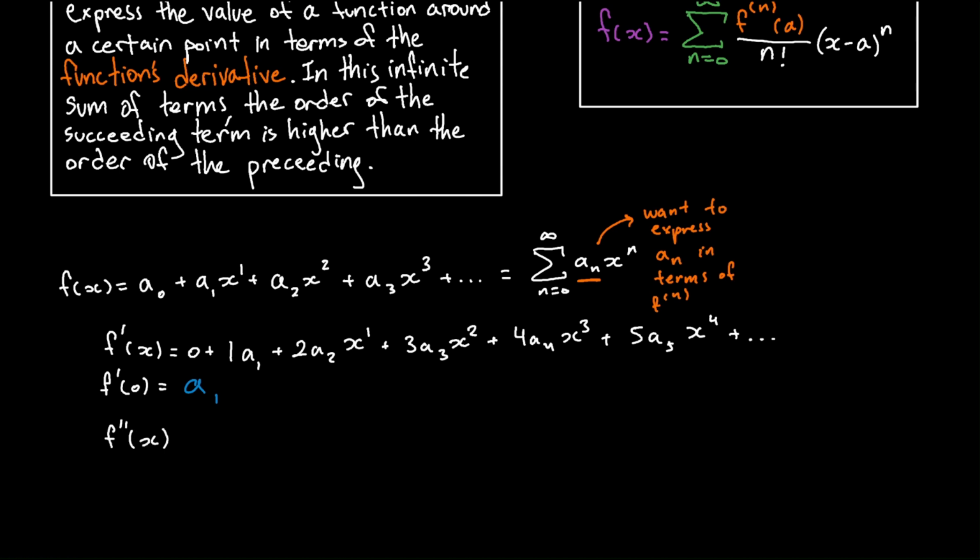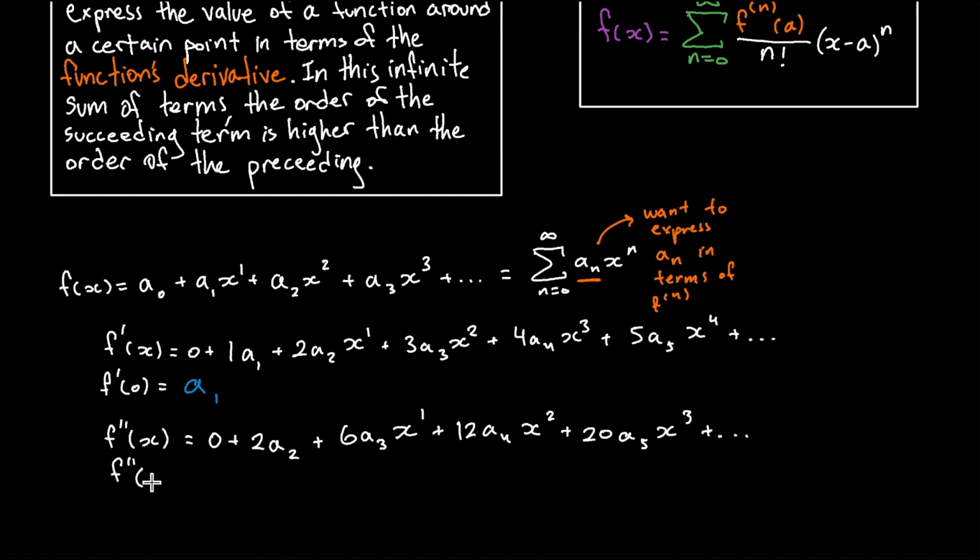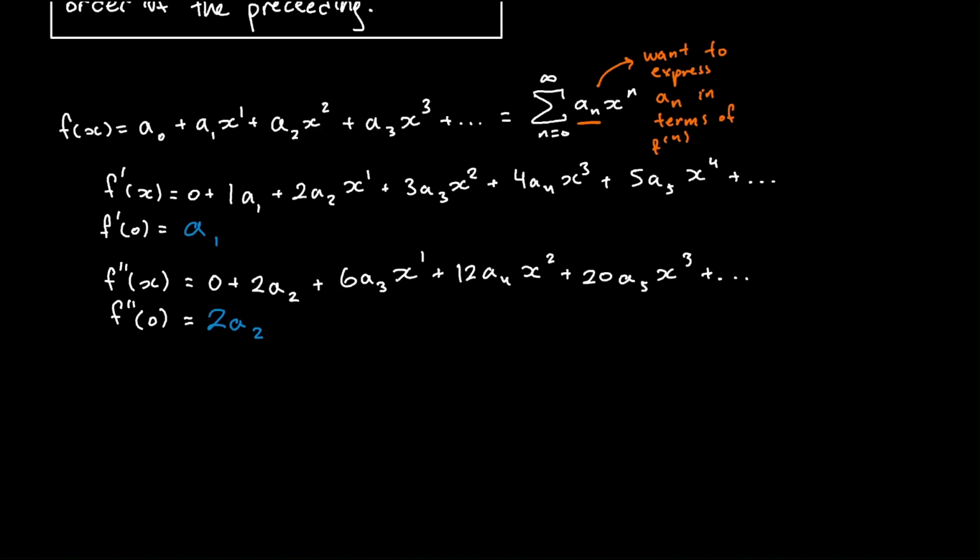Now, what is the double derivative of f of x? It's just the derivative of f prime of x. So using the power rule, we apply it again to get 0 plus 2a sub 2 plus 6a sub 3 x plus 12a sub 4 x squared plus 20a sub 5 x cubed, on and on and on. So what is the value of this double derivative evaluated at x equals 0? Again, all of the terms with x in them vanish, so you're just left with the constant term, or 2a sub 2. Let's continue this.